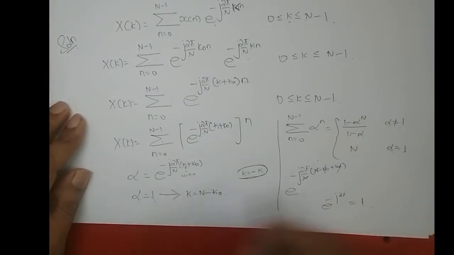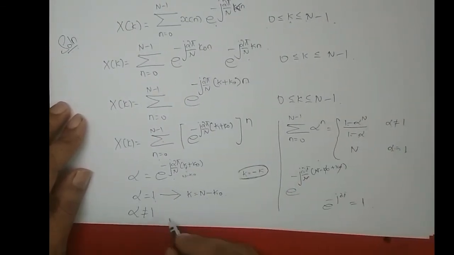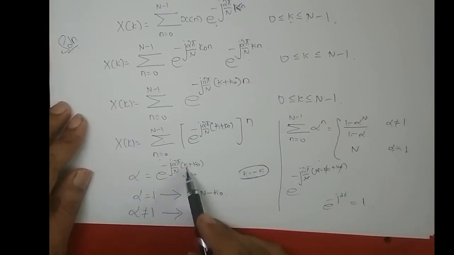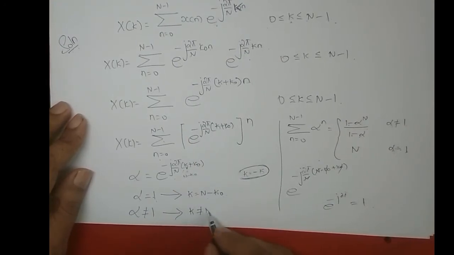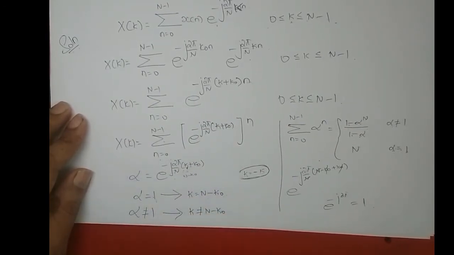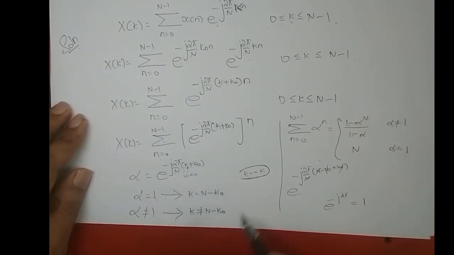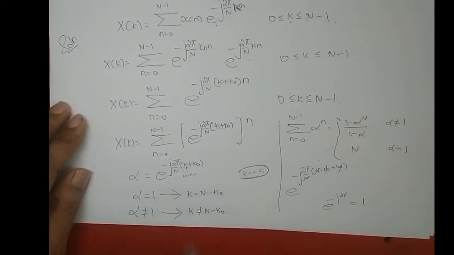Okay. Now alpha equal to 1 is done. When alpha is not equal to 1, for what value of k in this equation is this not equal to 1? For k other than N minus k naught, for any value of k other than N minus k naught, the right hand side of this alpha will be not equal to 1. Okay. If it is difficult to digest, you just sit and think about it. Okay.